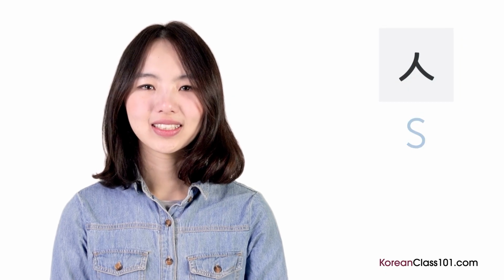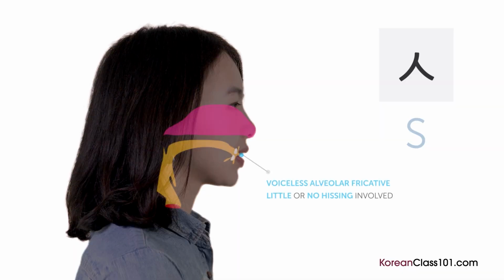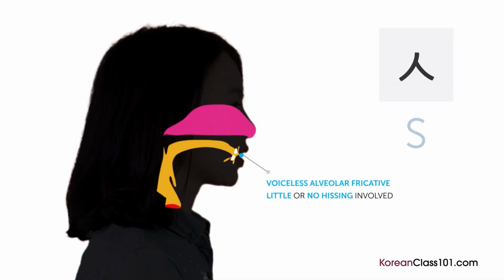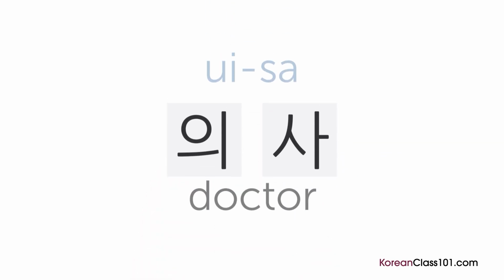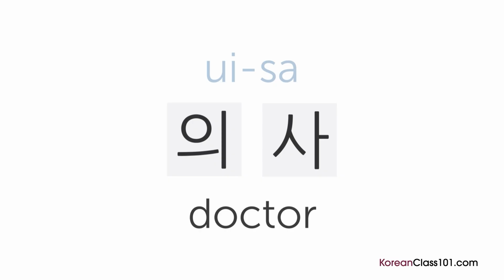스. It's like a softer SH sound, like sheep. Make sure your tongue touches your upper teeth and don't round your lips. Here's an example. 의사.